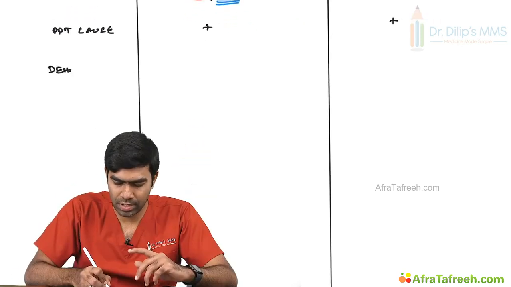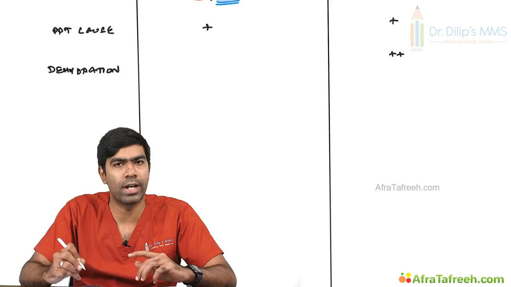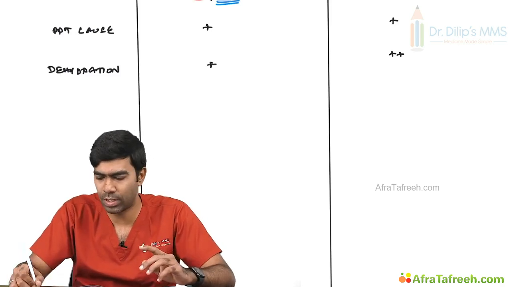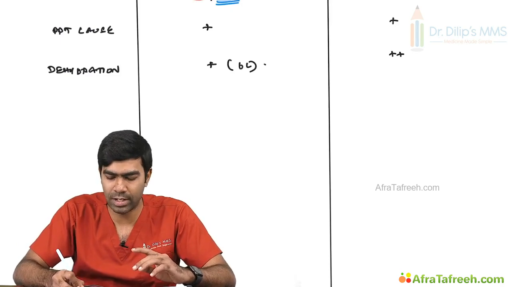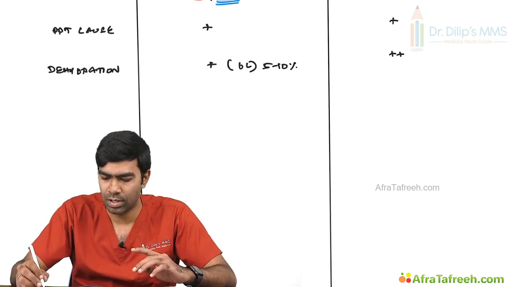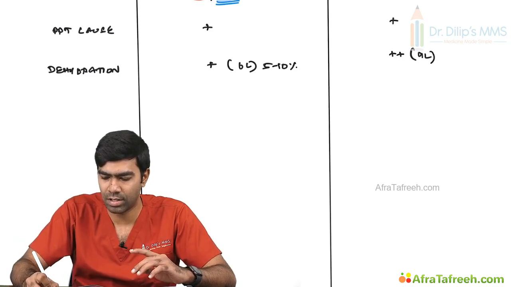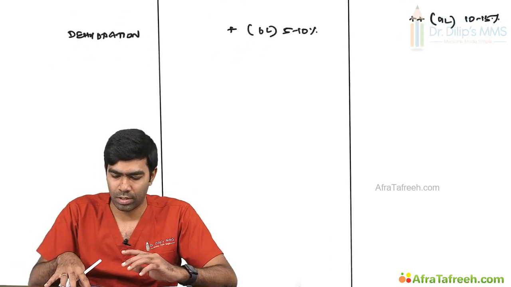The next difference comes in the level of dehydration, where we know that HHS patients tend to be more dehydrated compared to DKA. That's why I'm putting 2+. If you want to compare, DKA patients tend to have approximately 6 liters of fluid loss, which is roughly equivalent to 5 to 10% of their fluids, whereas HHS patients tend to lose approximately 9 liters on average, which is roughly equivalent to 10 to 15% of the total fluid in the body.